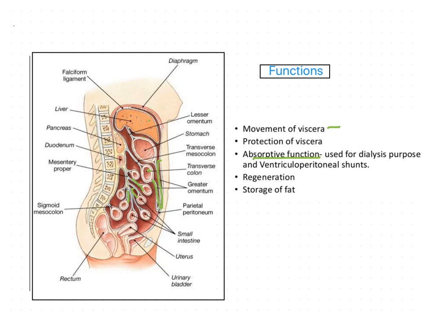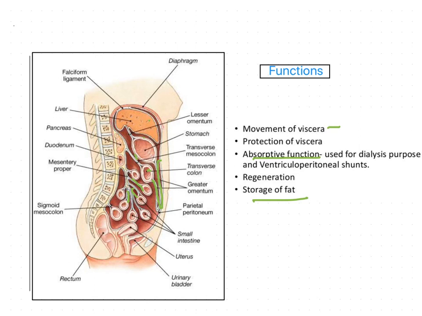And also it has the capacity to form abnormal adhesions, causing obstruction in hollow organs. Next, it helps in the storage of fat. Peritoneal folds are capable of storing a large amount of fat, which is commonly seen in obese persons. So these are all the functions of the peritoneum.